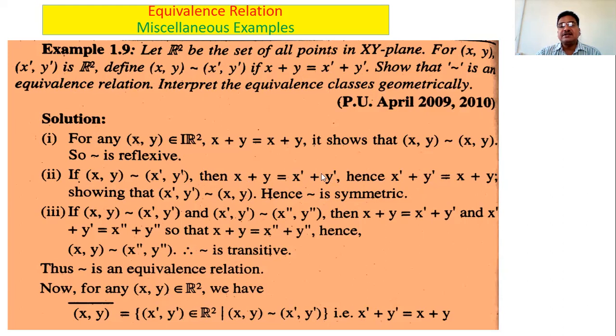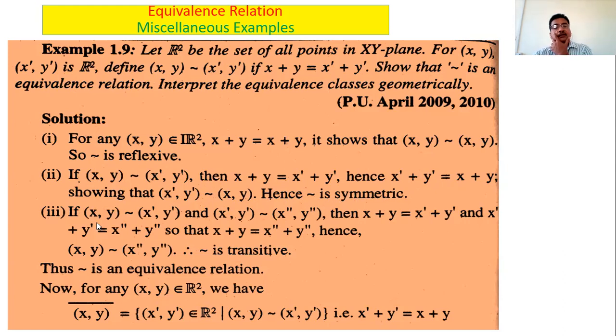That is, change the sides. That is, x dash plus y dash is equal to x plus y. And what is the meaning of this equation? That x dash plus y dash is equal to x plus y means that (x dash, y dash) is related to (x, y), and hence the relation is symmetric, because if one element is related to the second, then the second is also related to the first, and so the relation is symmetric.